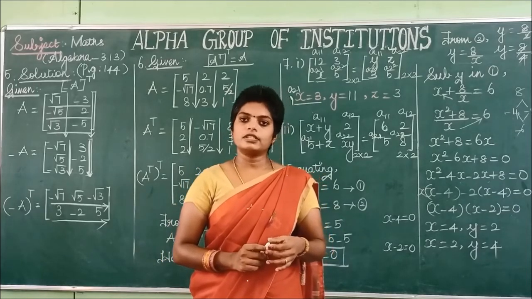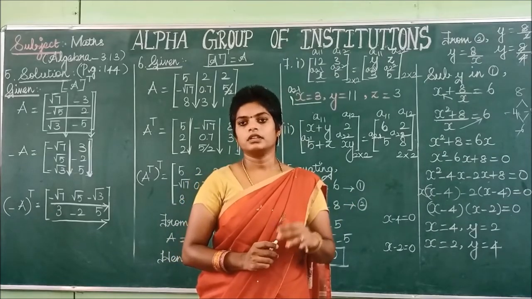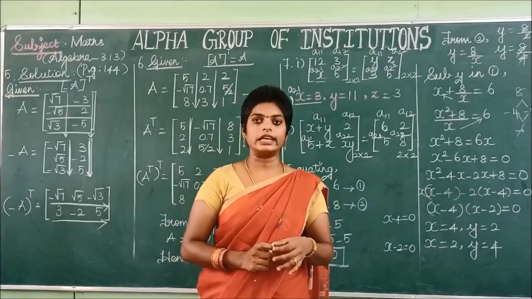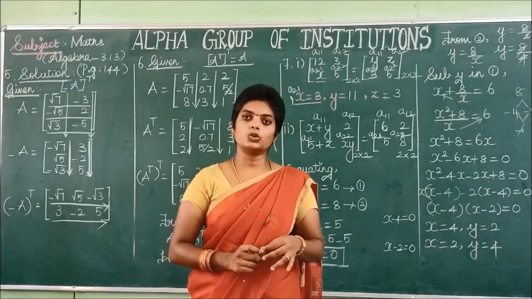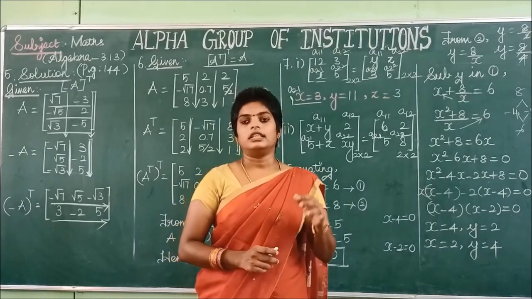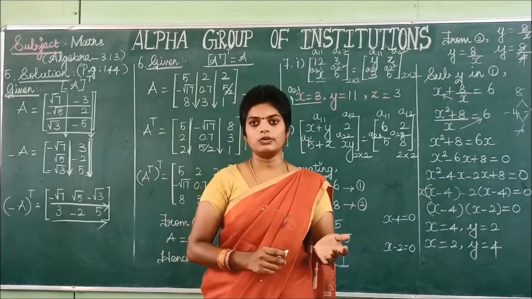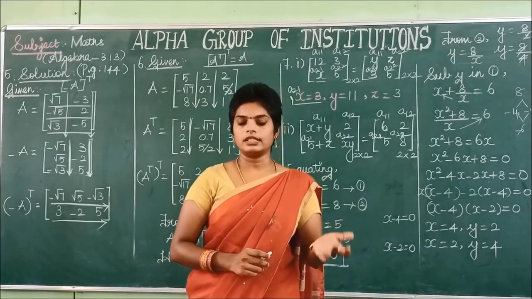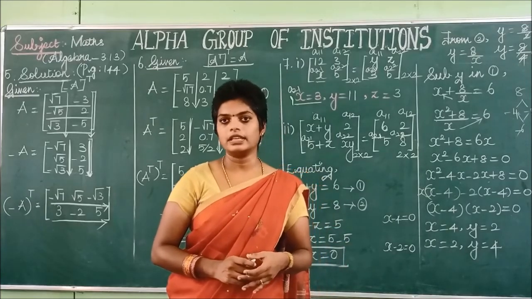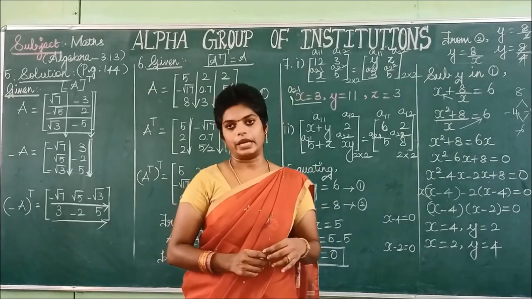What do you mean by transpose of a matrix? Interchanging of rows and columns is called the transpose of the matrix. Then we saw the triangular matrix, which has two types, upper triangular and lower triangular. For a lower triangular matrix, the entries above the leading diagonal are 0. For an upper triangular matrix, the elements below the leading diagonal are 0.